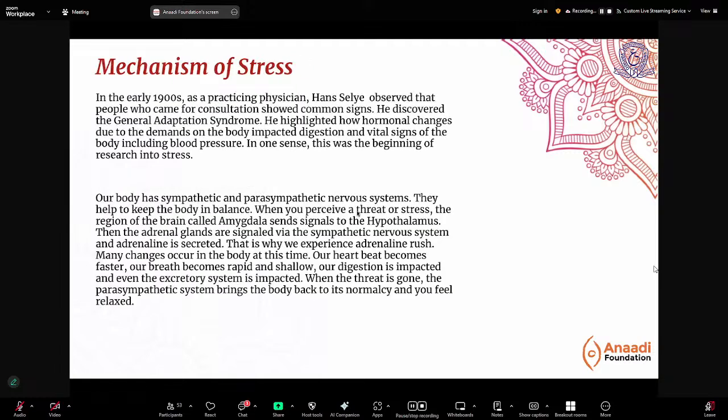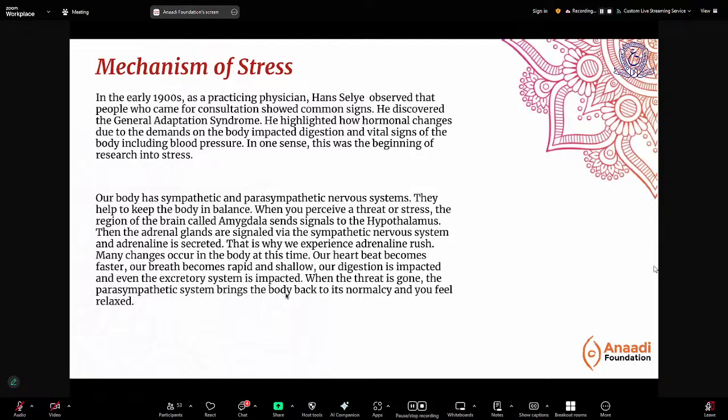So what is the mechanism of stress? The initial stages of stress were called general adaptation syndrome because it led to a lot of hormonal changes. But our body has a sympathetic and parasympathetic system, right? They help to keep the body in balance. Whenever you face a stressful situation, the sympathetic nervous system kicks in. That is why we have the fight, flight, or freeze response. Either we can fight the threat, or run away from the threat, or freeze in fear, right? This is the response of the sympathetic nervous system. But once the threat is gone, the body comes back to its normalcy because of the parasympathetic nervous system.